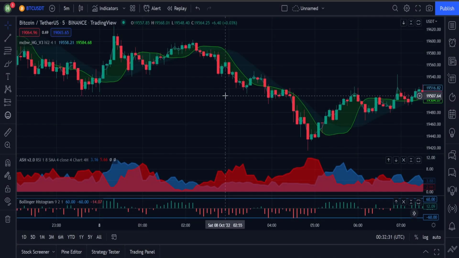Now, we'll take a look at the rules for entering a sell trade. Rules for a sell trade are exactly opposite to the buy trade.